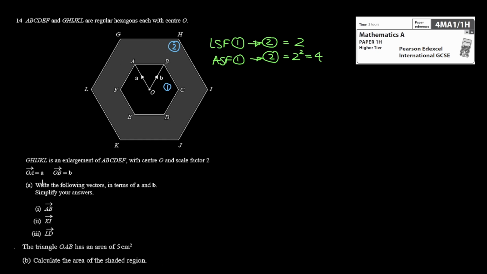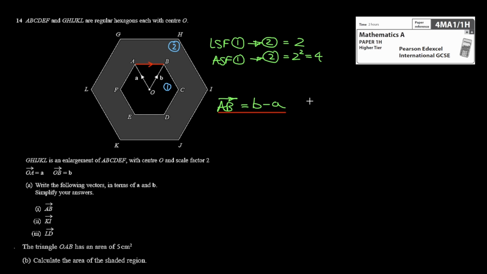So our first job is, given that OA is vector A and OB is vector B as marked, to write down an expression for the vector AB. Well, if I want to travel from A to B, I must go the wrong way along vector A and then the right way along vector B. So this is going to be equal to B minus A. And that's the first result.